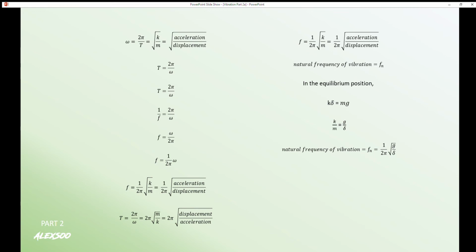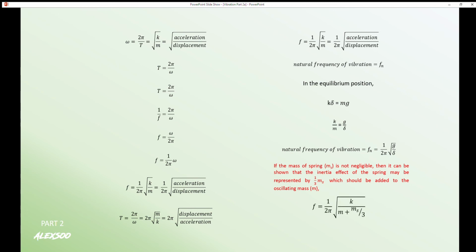Basically here you have 3 formulas that you need to remember. One is a function of g and delta, another is a function of k and m, and the other is based on acceleration and displacement, for the period, for the frequency, and for the circular frequency. Thank you for this section.